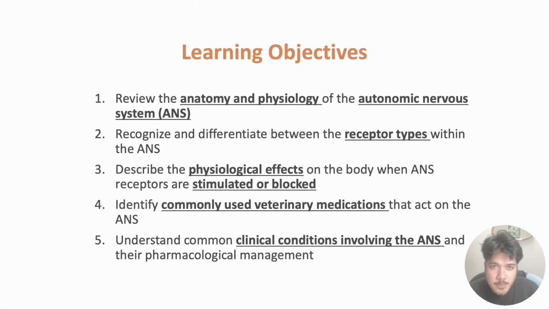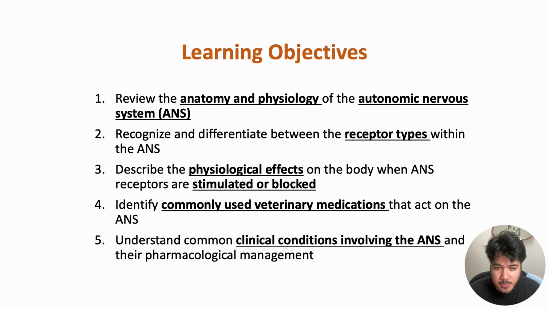Now, in terms of learning objectives, we want to cover the anatomy and the physiology of the autonomic system. The second objective would be trying to recognize and differentiate the different types of receptors that are found in the autonomic nervous system. We'll then talk about the physiologic effects on the body when the autonomic nervous system or these receptors are actually stimulated or blocked. In the next half of the lecture, and I'll probably post a second video on this, we'll talk about some common veterinary conditions as well as the drugs used to treat these conditions. And they will, again, have a very heavy focus on the autonomic nervous system.